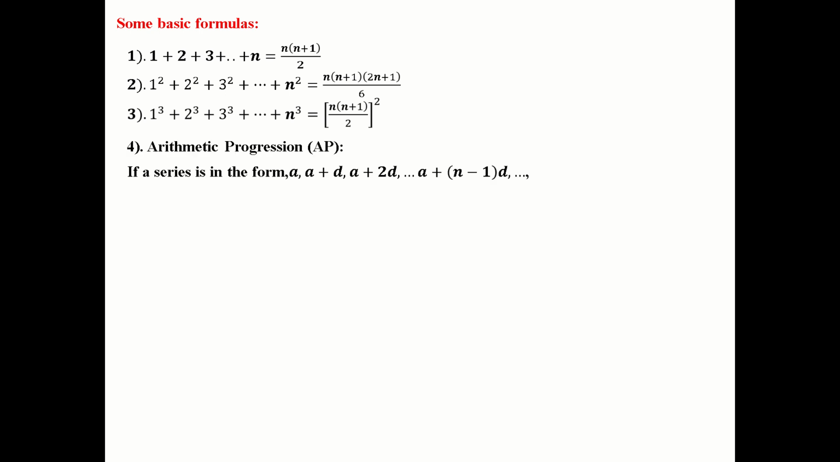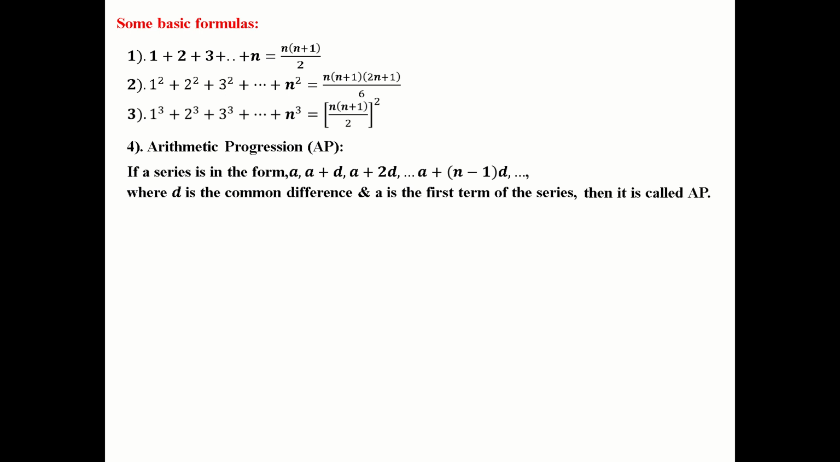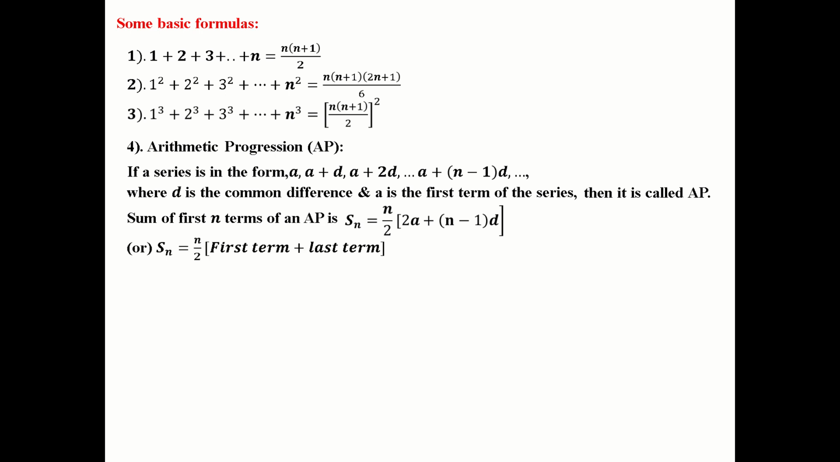Then arithmetic progression is AP. The series A, A plus D, A plus 2D, etc. is in AP, where D is the common difference and A is the first term, right? These are all the basic ideas, basic definitions. Sum of first n terms of an AP is Sn is equal to n by 2 into (2A plus (n minus 1) into D). That is, Sn is equal to n by 2 into (first term plus last term).